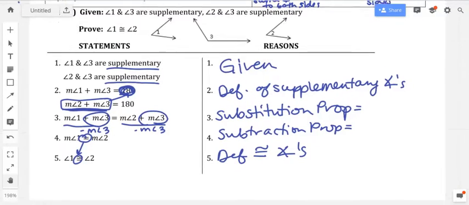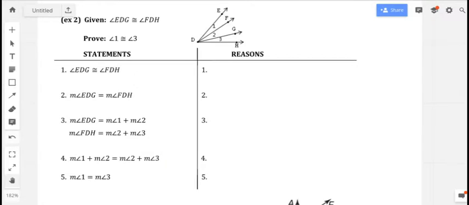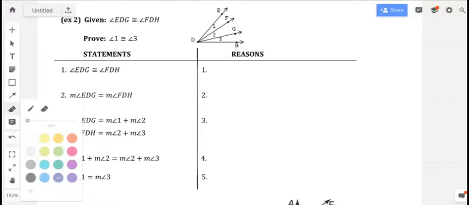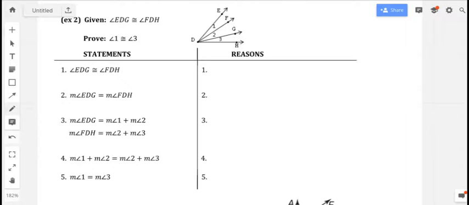Okay, let's go to the next one. Okay, so here is example 2. Example 2, we are given that the angle EDG is congruent to angle FDH, and we are asked to prove that angle 1 is congruent to angle 3. So, just like before, to start off, we are going to restate the given. So they said angle EDG is congruent to angle FDH, so that's given.